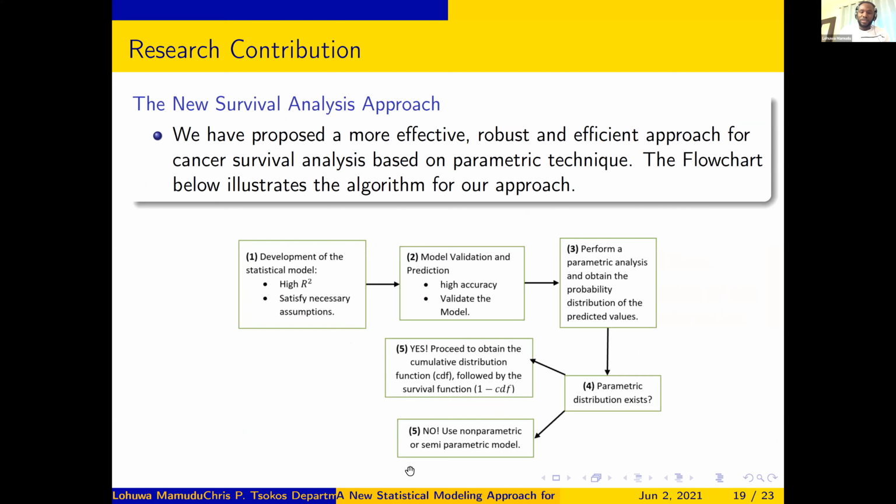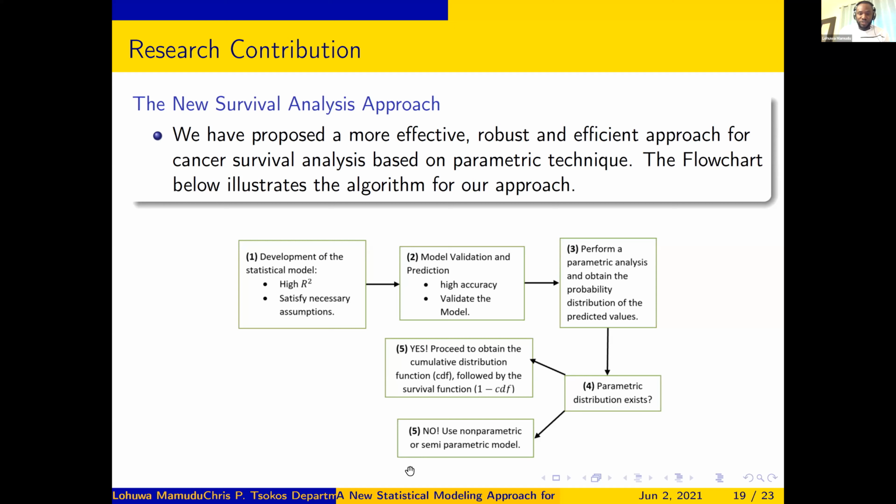Then you have to validate the model. The second step is to validate the model and ensure the model has high accuracy. The next step is to perform a parametric analysis and obtain the distribution of the predicted values. So once you validate the model, you use the model for prediction. Once you've predicted the values, you perform parametric analysis on the predicted values, and then you ask whether or not a parametric distribution exists.